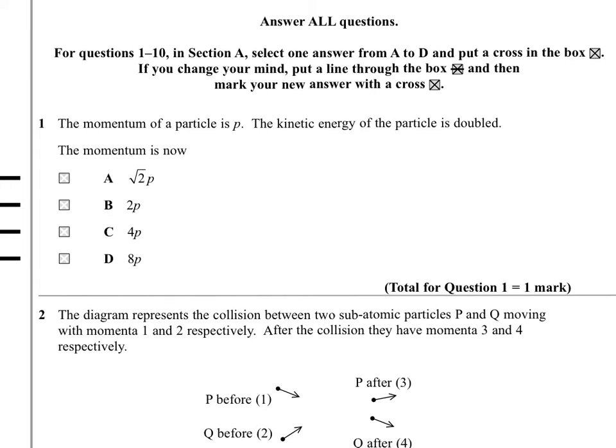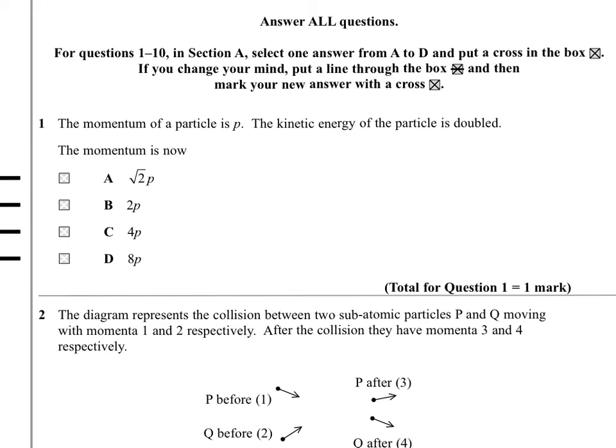Question 1. The momentum of a particle is P, and the kinetic energy of the particle is then doubled. The momentum is now what? Okay, so it's important to remember here that momentum is proportional to velocity. If it's the same particle, mass isn't changing. So momentum is proportional to velocity, kinetic energy is proportional to velocity squared.